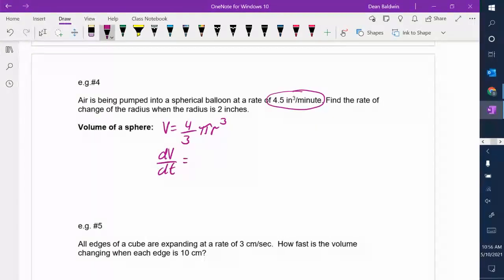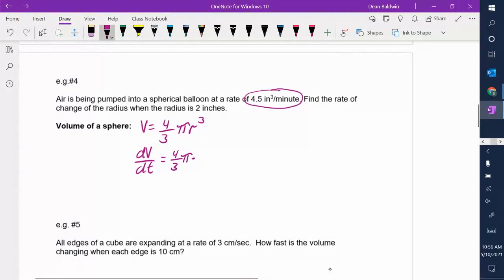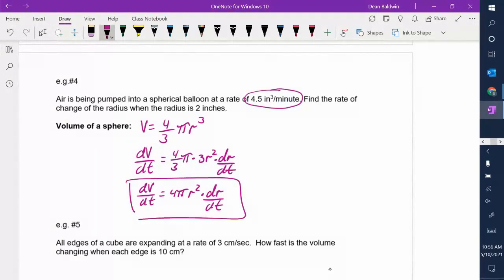4/3 and pi are constants. So I just have to derive r cubed. What's the derivative of r cubed? Yeah, 3r squared dr/dt. All right, the 3's will cancel. So we can clean this up a bit. 4 pi r squared. All right, there's our formula that relates the change in volume with the change in radius.